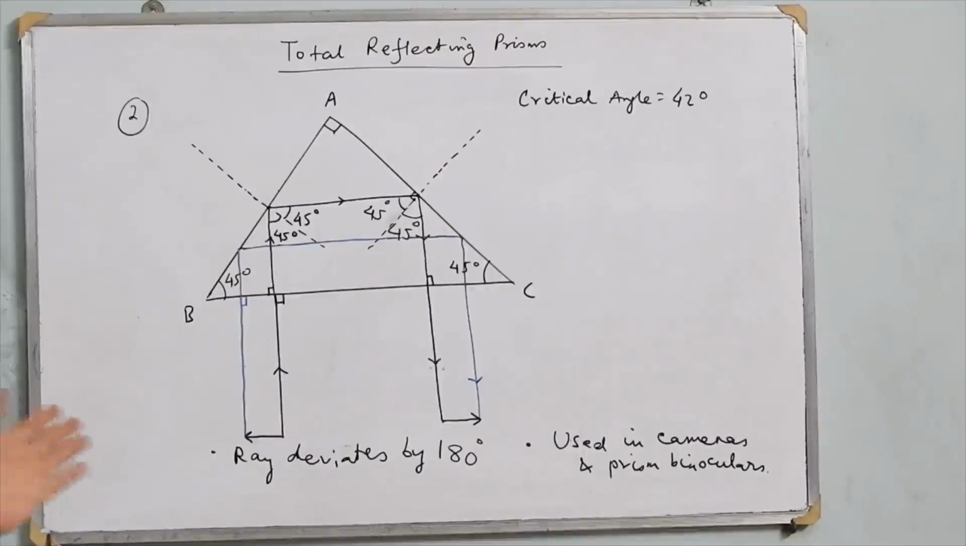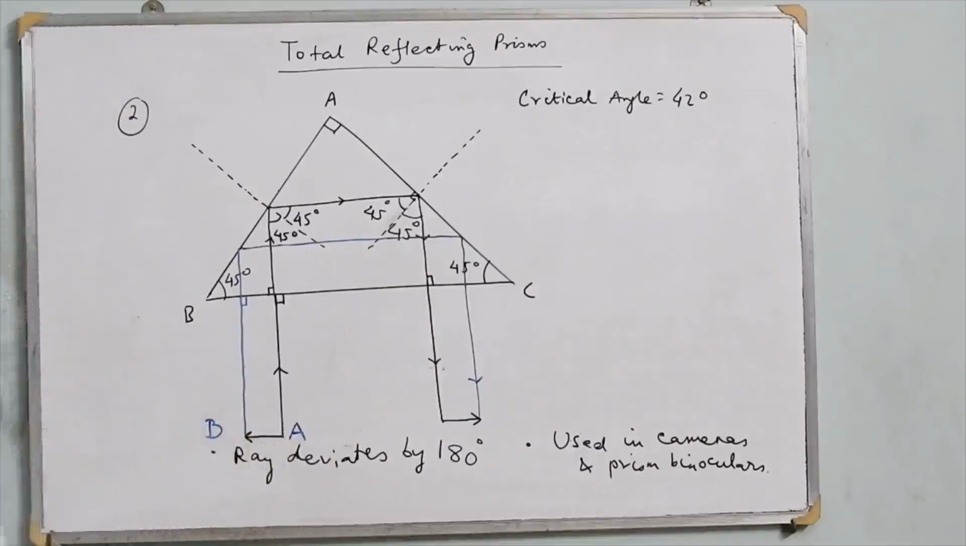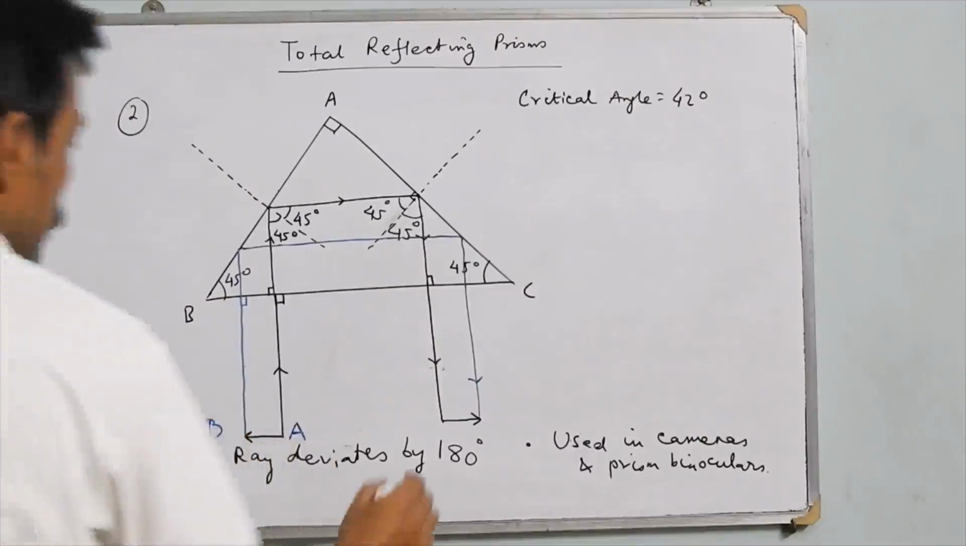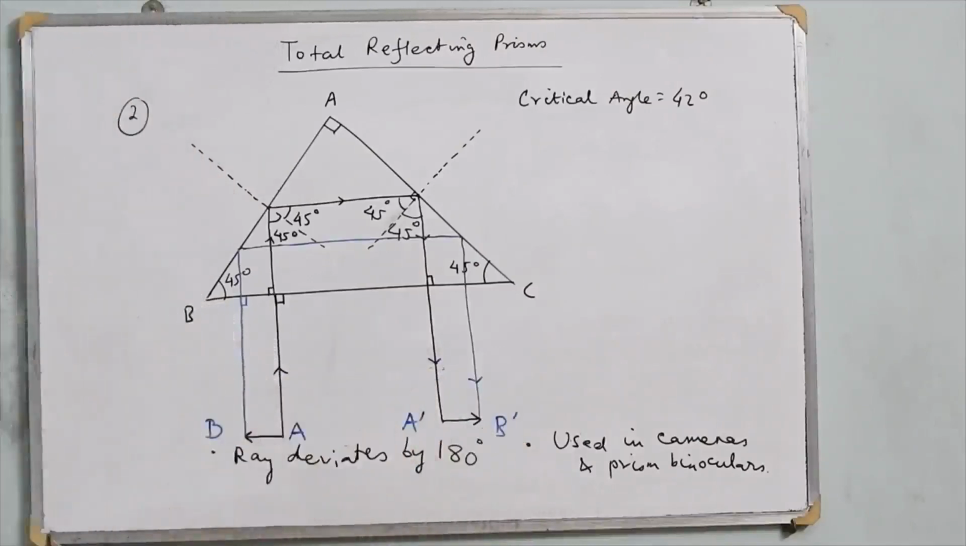Because the ray has deviated by 180 degree, the image of the object AB will be some A dash B dash. So it has tilted, you can say. So this is another application of triangular prism, a right angled isosceles prism. We can take many such examples.